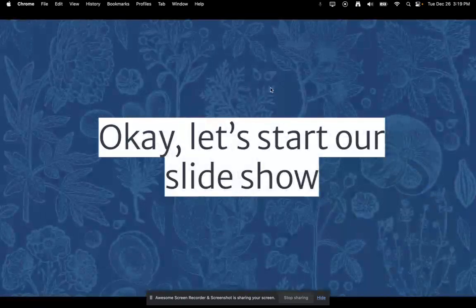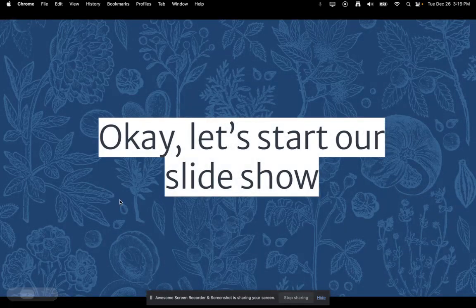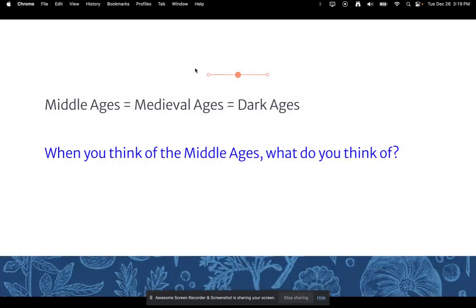All right, let's start our slideshow. When we talk about the Middle Ages, some people might refer to it as the Medieval Ages, some people might refer to it as the Dark Ages, whoever says what. It all means the same thing. I usually keep it pretty consistent when I say Middle Ages, but all three of these mean the same thing. But here's my question for you. When you think of the Middle Ages, what do you think of?